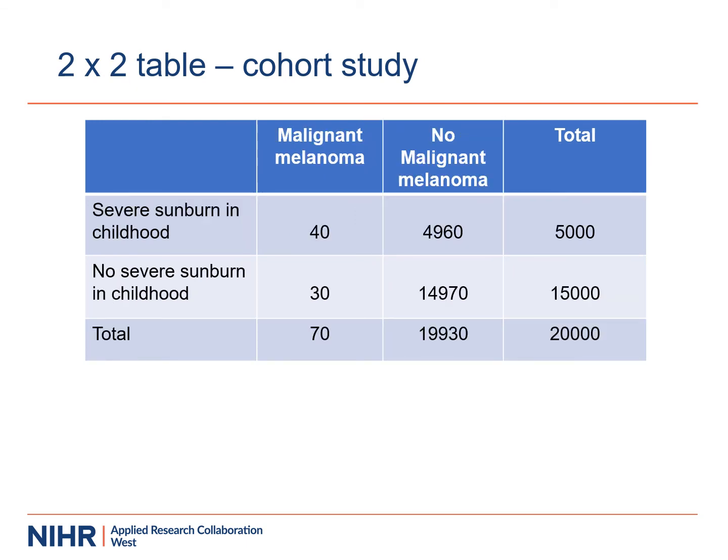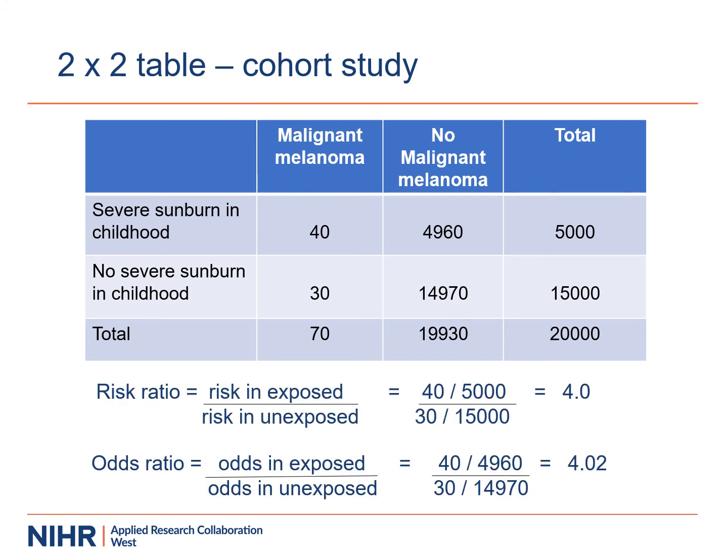Here is another hypothetical example. So here we have an exposure of severe sunburn in childhood and an outcome of malignant melanoma. And in this example we have more people in the unexposed group, those that are not exposed to severe sunburn, than in our exposed group who were exposed to severe sunburn. So using this data we can calculate the risk ratio and also the odds ratio. So remember, for the risk we calculate the number in each group with the outcome divided by all people in that group, whereas for the odds we calculate the number in each group with the outcome divided by the number of people who did not have the outcome.